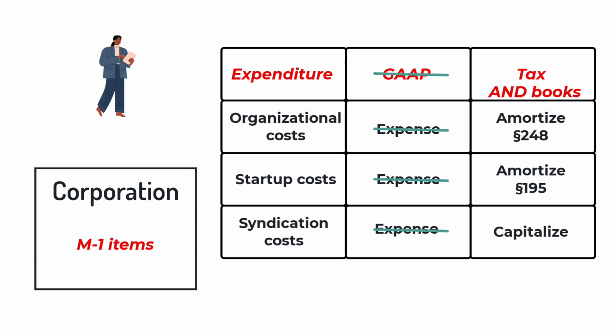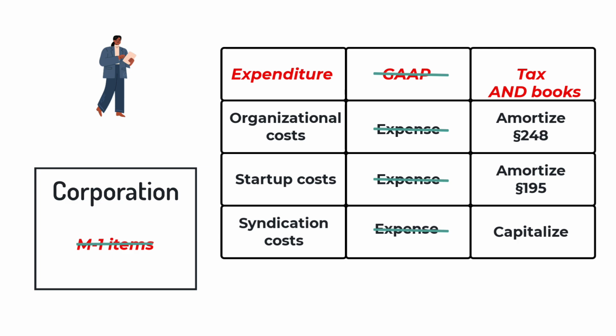A simple way to remove these expenditures as an M1 item is to simply treat these expenses on the books the same way you treat them for tax. Make an adjusting journal entry, record it on the books, and then you do not have a book tax difference between organizational costs, startup costs, or syndication fees. The financial statements won't be according to GAAP, but then again, if the corporation isn't required to have everything in their financial statements under GAAP, this would work fine for the corporation, and it does for a lot of small corporations.